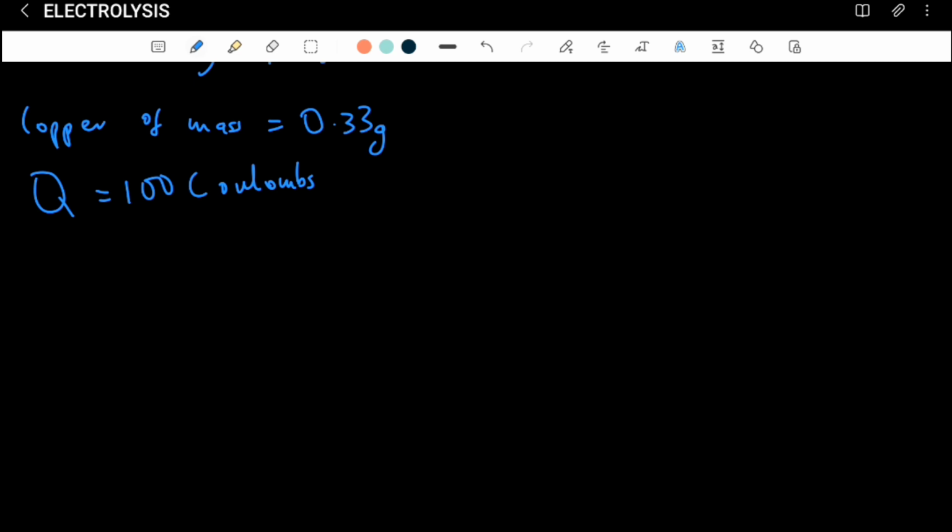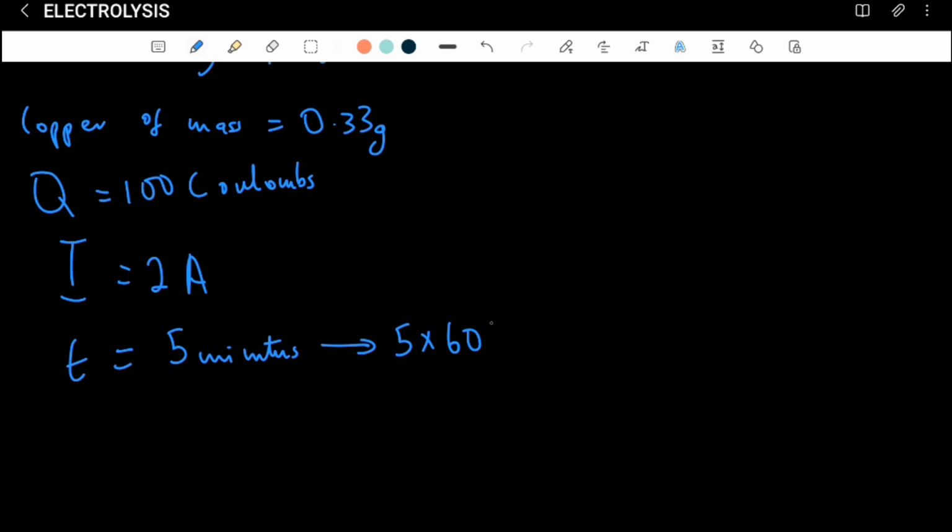Now the question says, calculate the mass deposited when a current of 2 amps is passed through the voltmeter for 5 minutes. I have to convert this to seconds, 5 times 60 seconds. So what are we asked to calculate? We're asked to calculate the mass. So you can go ahead, pause this video, and see if you can actually solve this question.